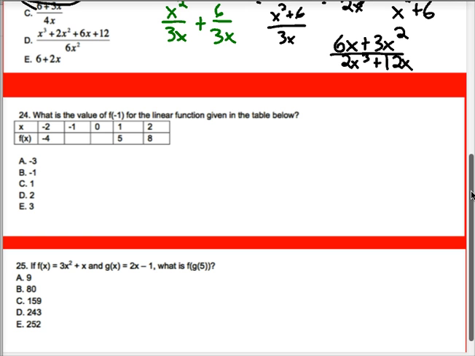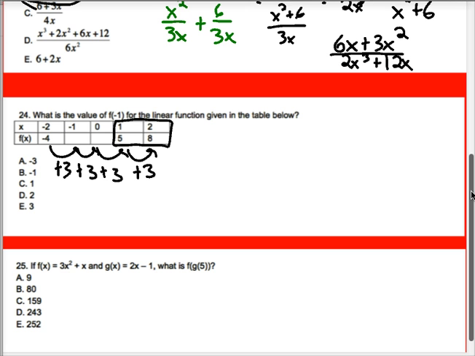For number 24, what is the value of f of negative 1 for the linear function given in the table below? So we're being given that it is a linear function. So by being a linear function, we know that means it's going to be increasing or decreasing by the same amount for every term. So I'm going to focus on this part of my table right now. So if I know my y's are getting the same increase every time, I'm going to look here and see it increased by 3. So to be linear by definition, that means between every value in my table, I should be adding 3 to it.